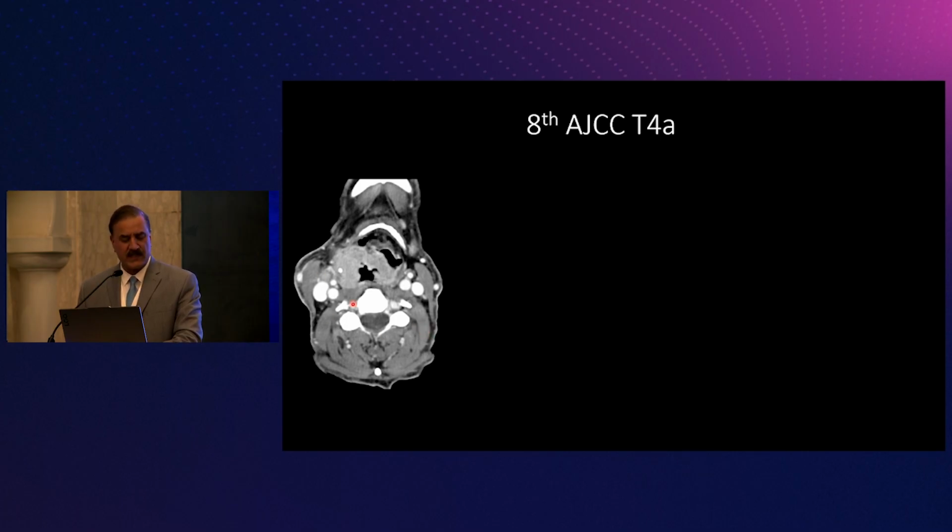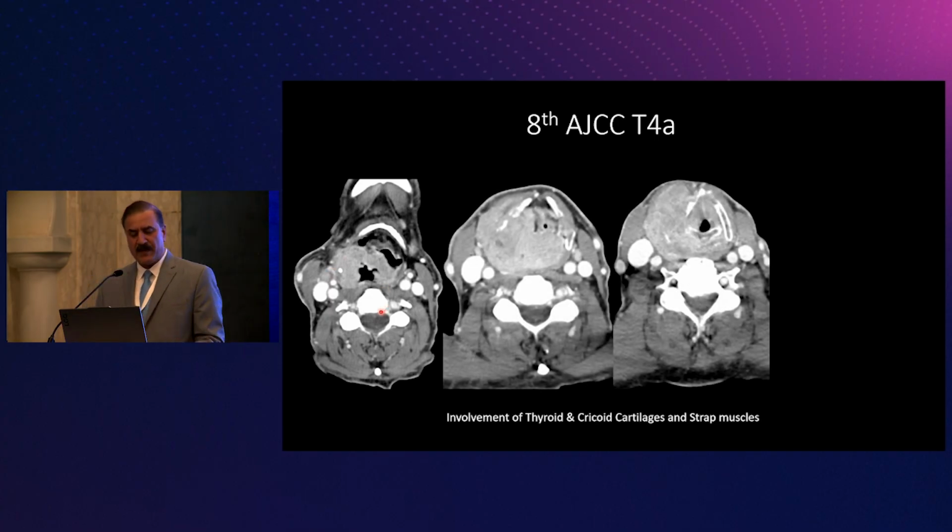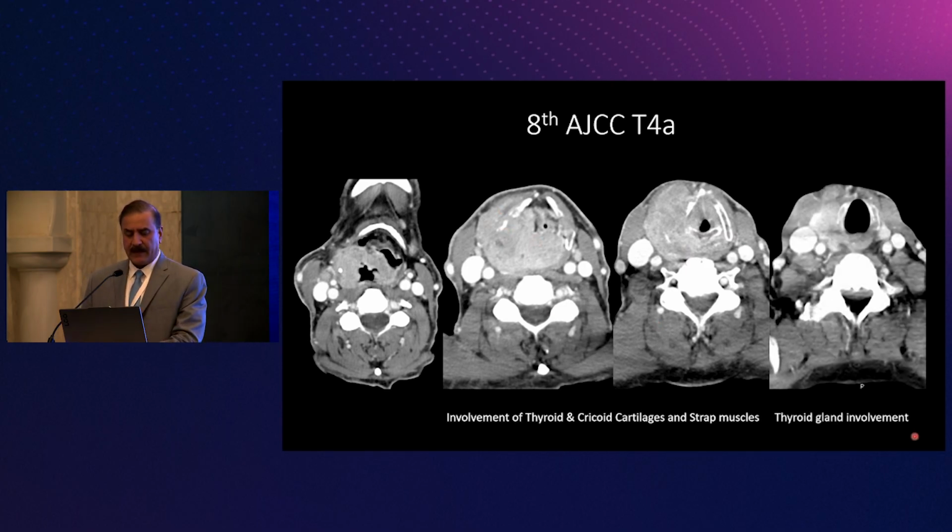Hypopharyngeal cancer. You can see circumferential involvement of the piriform sinus. And as you come down, you can see that it is blowing through the thyroid cartilage. It is involving the cricoid cartilage. It is getting into the strap muscles. And it is getting into the thyroid gland itself. So this makes it a 4A.